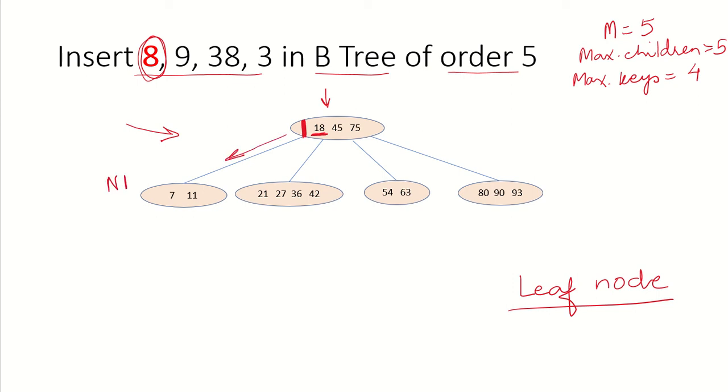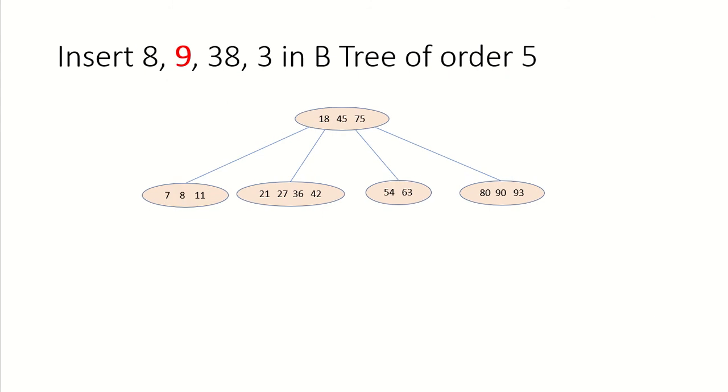Let's call it N1. N1 is currently having 2 keys over here. And we know that the maximum number of keys that can be inserted in this node is 4. So 8 can be inserted in this node, but after insertion of 8, these values need to be reordered so that they are in an ascending order. So 8 can be inserted in this node N1, and this is what the node will look like after the insertion of 8 and reordering of the key values.